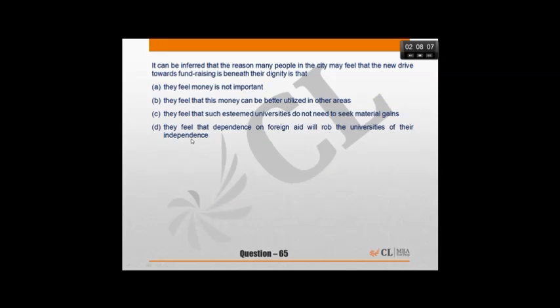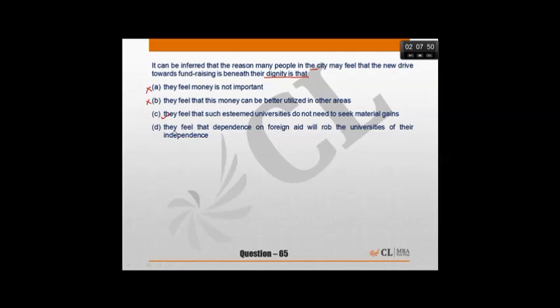Okay, let's go to the questions. Reason behind many people in the city may feel that the new drive towards fundraising is below their dignity. They feel money is important. No, not important. They feel money can be better utilized in other areas. No. They feel that such esteemed universities do not need to seek material gains.